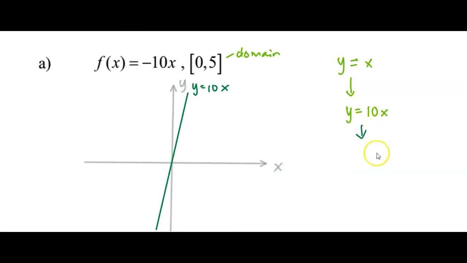From y equals 10x, I try to sketch y equals negative 10x, meaning that now from the positive 10x, I'm going to multiply all by -1 to become -10x. This means the graph is going to be reflected about the x-axis. The x-axis is playing the role of a mirror, and the graph will be reflected about the x-axis.